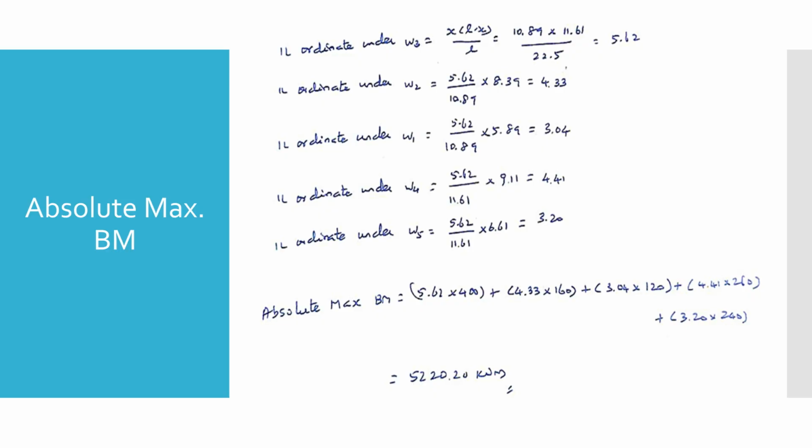Next, utilizing the principles of similar triangles, we project downward from each remaining wheel load to find their corresponding heights on the diagram. This gives us calculated ordinates of 3.04 for W1, 4.33 for W2, 4.41 for W4, and 3.20 beneath load W5. To find the total cumulative effect, we must multiply the magnitude of each load by its ordinate. Combining all of these individual force calculations together yields a definitive total value of 5,220.20 kilonewton meters.